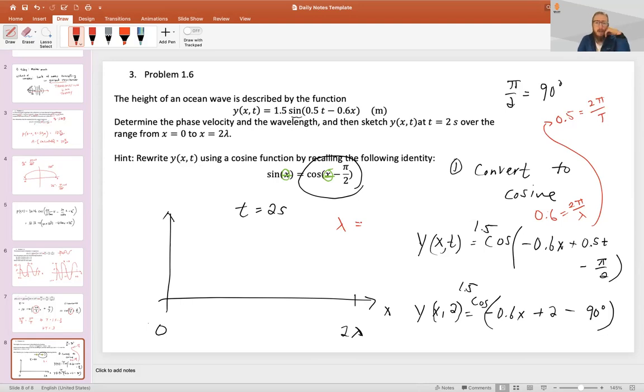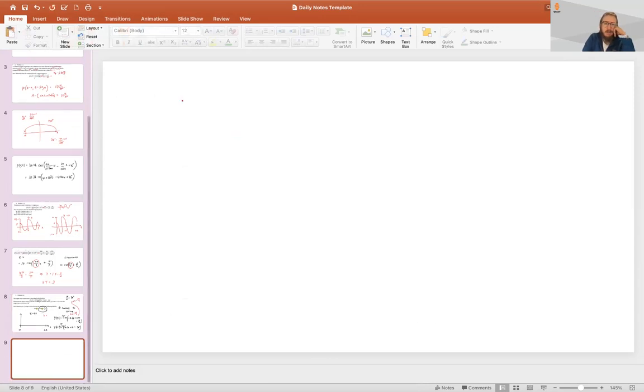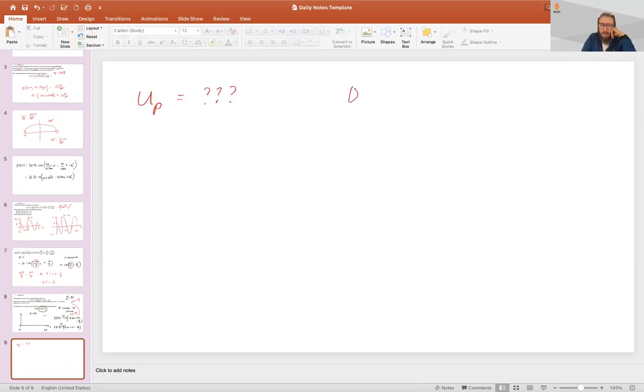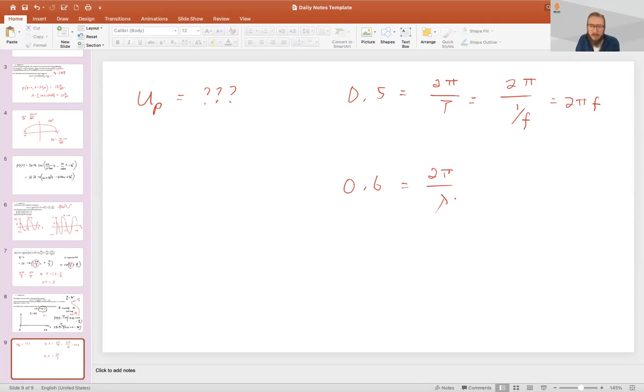So, let's see here, let me open a new page. So we don't know what this is, but we do know this relationship. We have two relationships that we do know. So we have this relationship. And then, do you know the relationship between velocity and wavelength? The wavelength times the period.